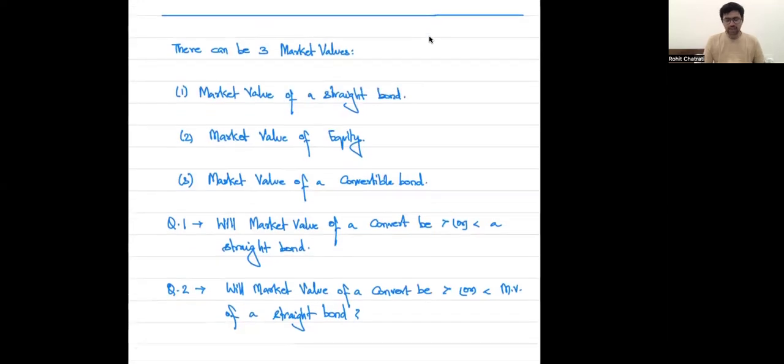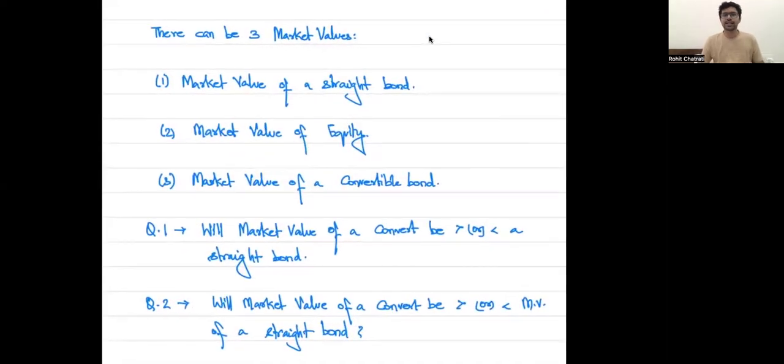Okay. Now, let's compare the market value of a straight bond with the market value of the convertible bond. We are comparing the market value of the straight bond and the market value of the convertible bond. In your opinion, which of them will actually have a higher value? I will give you the answer in two ways. One is a logical thought process and the other is a formula way of knowing it.